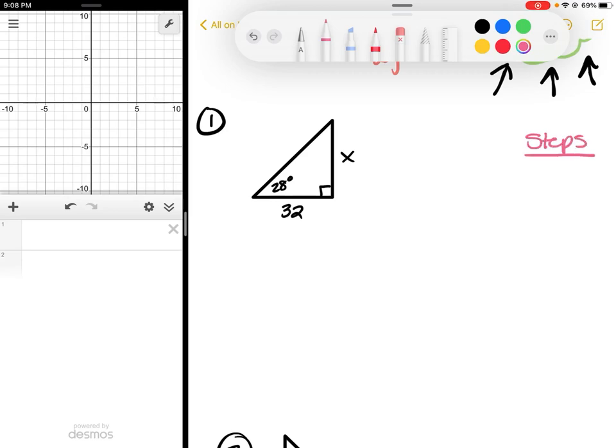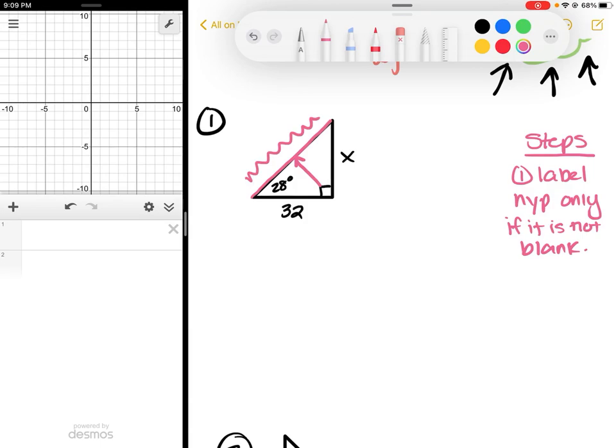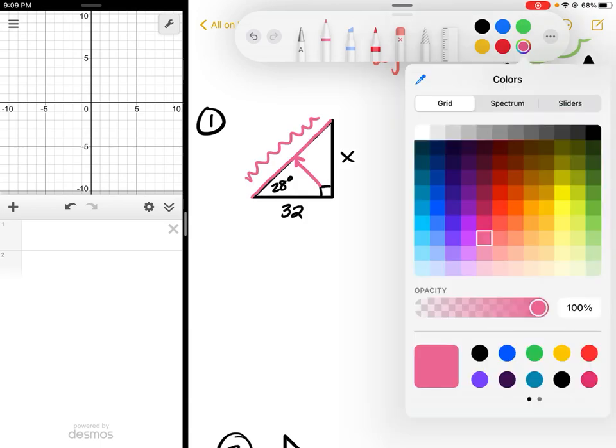Step 1, you're going to label hypotenuse first, only if it is not blank. If it's blank, you do not label it. Hypotenuse. Remember, hypotenuse is across from the box. So this is my hypotenuse. It's blank. So guess what? We're not going to label it because it's blank. All right, so we're going to skip hypotenuse.